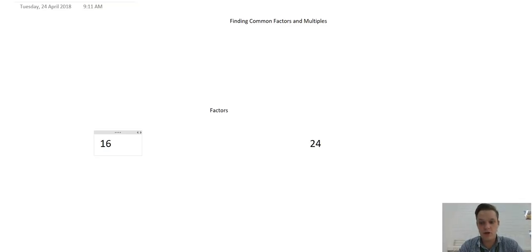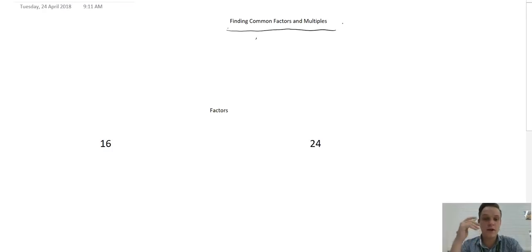So today we're going to look to incorporate everything we've been doing with factors and multiples over the last couple of days. So today we're looking at finding common factors and multiples. That was a disgusting line. Finding common factors and multiples.